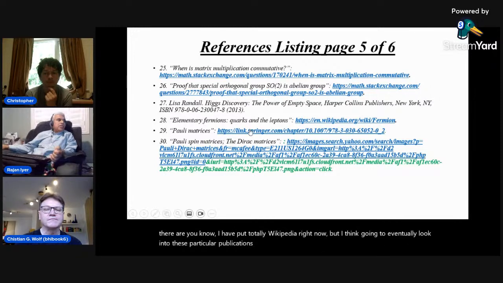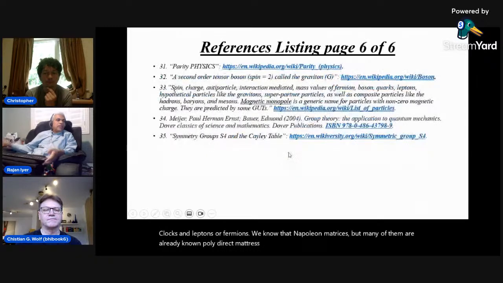Particular quarks and leptons or fermions. We know the Pauli matrices, but many of them are already known. Pauli-Dirac matrices.